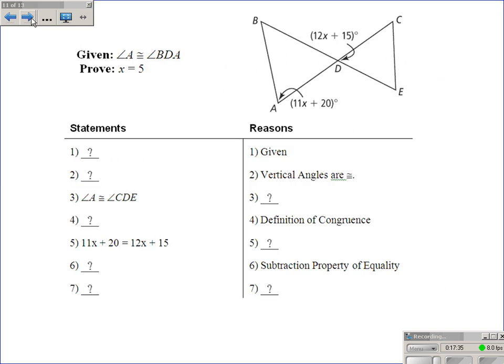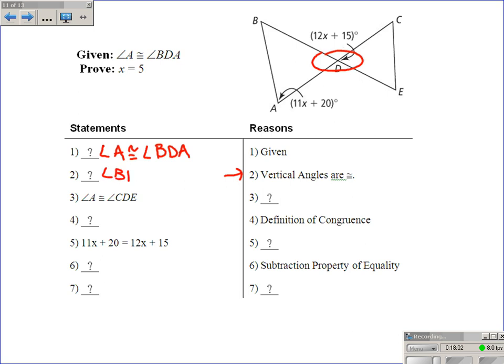Okay, here are some fill in the blanks, as questions like this will show up in your homework. The first statement is always the given. Angle A is congruent to angle BDA is our given. And the next reason is the vertical angles theorem. Vertical angles are congruent, and so we'll be using the congruent angles that we have in our picture.